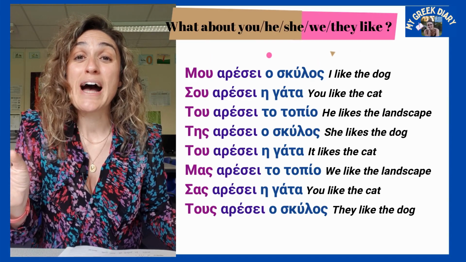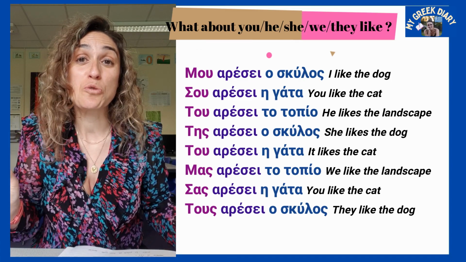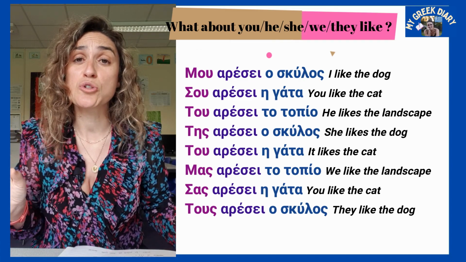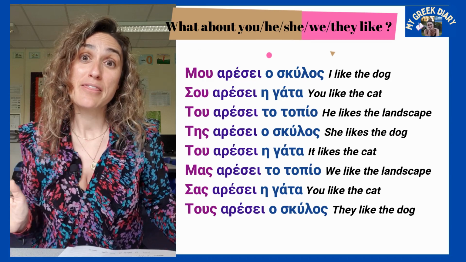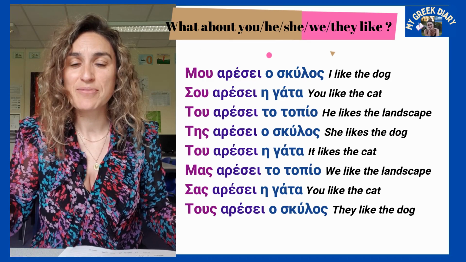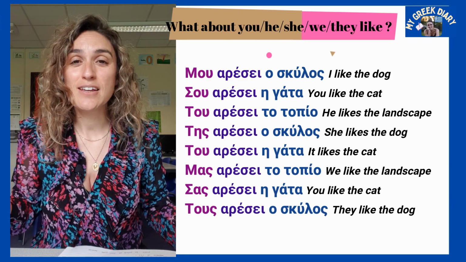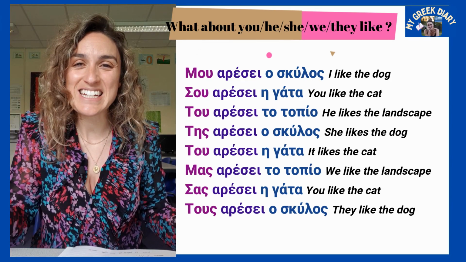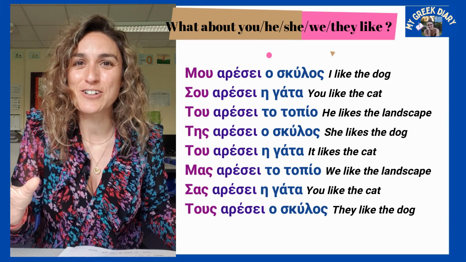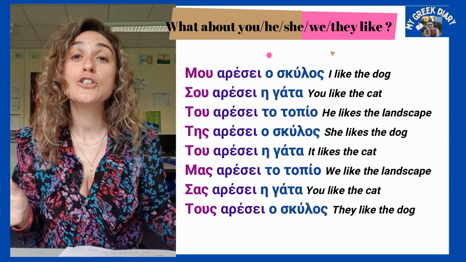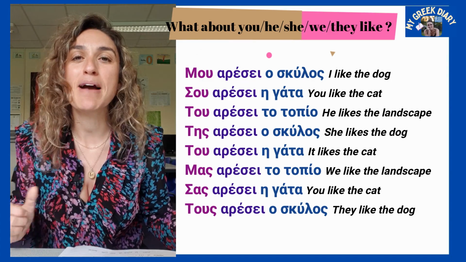We've got σου αρέσει ο σκύλος, σου αρέσει η γάτα, σου αρέσει το τοπίο. Then for he, we've got του αρέσει. For she, we've got της αρέσει. Της αρέσει ο σκύλος. And for it, we've got του αρέσει. It's the same as he.